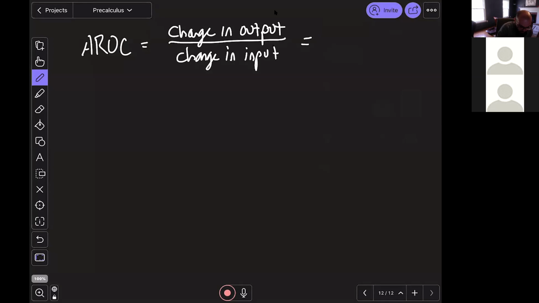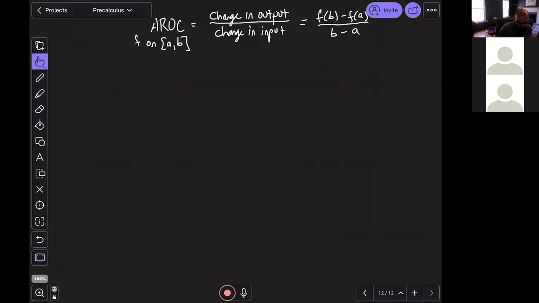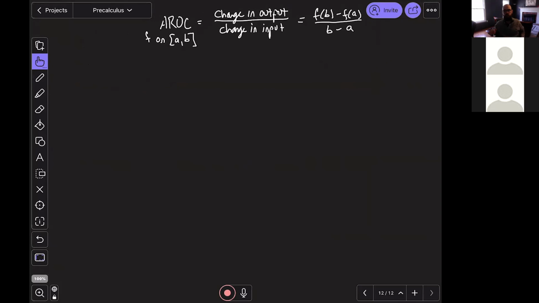And then if we think about it on a particular interval, say from 0 to 1 or from 2 to 5, we would write this as f of b minus f of a, all divided by b minus a. So you have a function f on the interval ab. We'll put this up here at the top of the screen so we have that in the back of our mind.